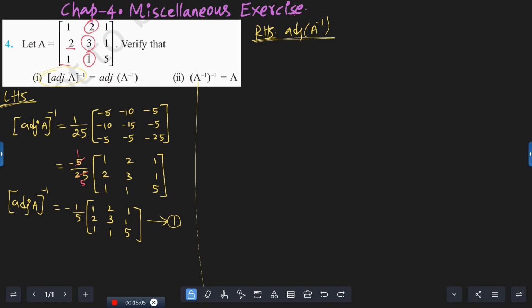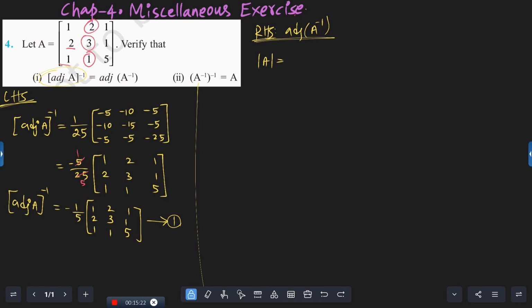First A inverse. For A inverse, now what do you need? Adjoint A you need. Sorry, determinant of A you need. Even adjoint A also you need. Shall we go? Adjoint of A we already have, that we can use. Determinant of A alone we will find. Okay, right, so determinant of A we will find.